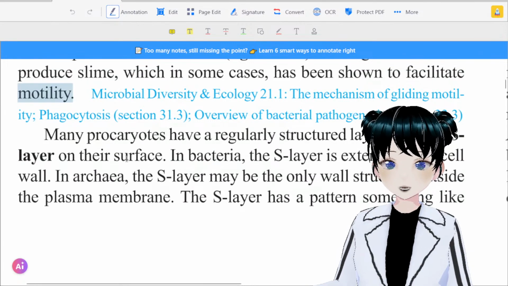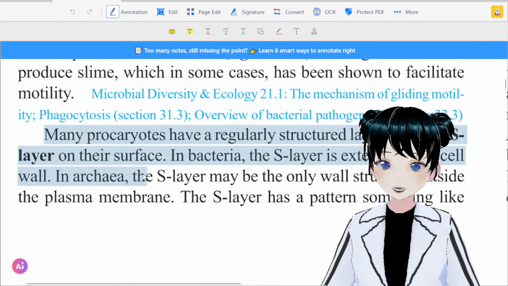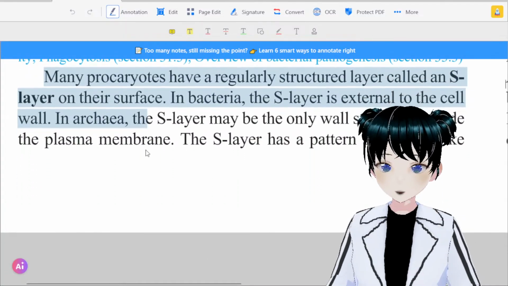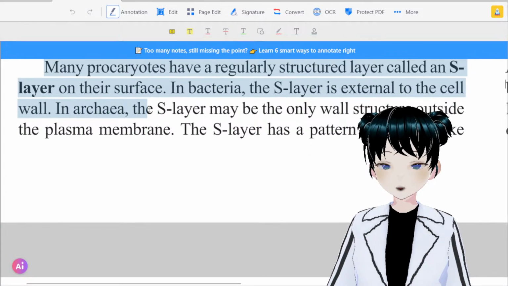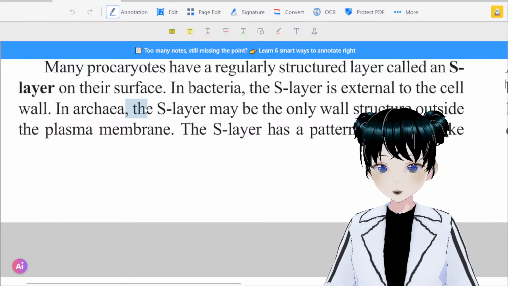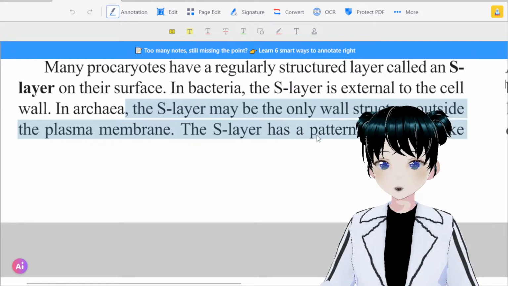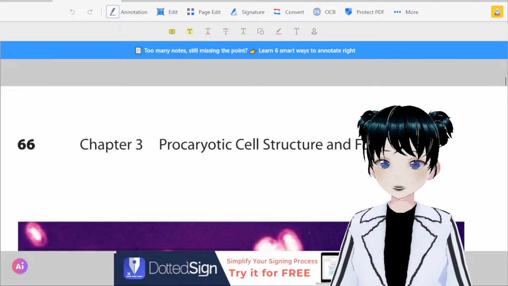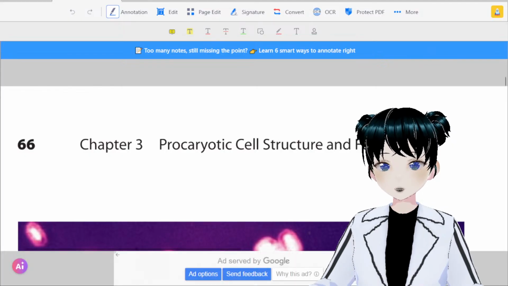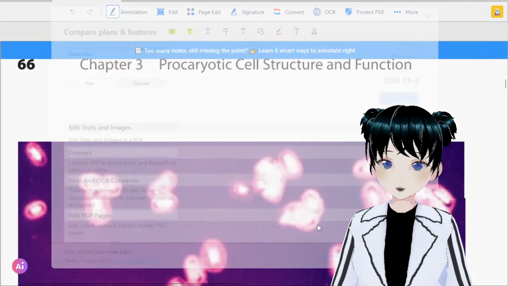Many prokaryotes have a regularly structured layer called an S layer on their surface. In bacteria, the S layer is external to the cell wall. Of course it is, because we are studying the outer layer things. The S layer may be the only wall structure outside the plasma membrane. Oh, okay, it's not outside the cell wall, it's outside the cell membrane.